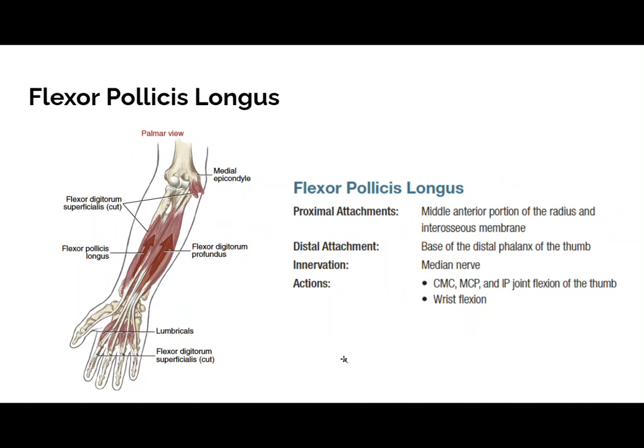The other deep muscle is the flexor pollicis longus. Its function is in its name. It flexes the thumb, which is also called the pollicis, and it is median nerve innervation.